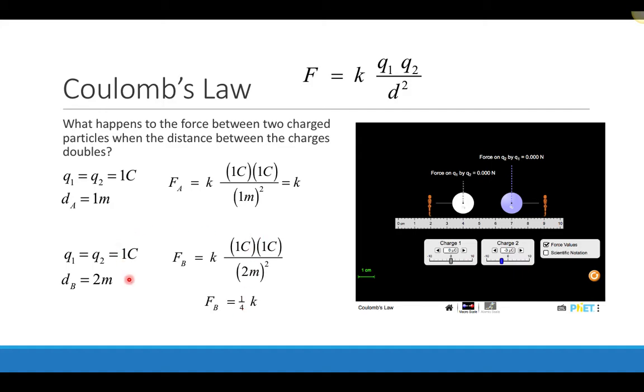So if I had asked what happens to the force if I triple the distance between the charges, if this had been a 3, then this would have been a 3 squared. 3 squared would have been 9. It would have been 1/9. So the force would have been 1/9 of what it was to start with.